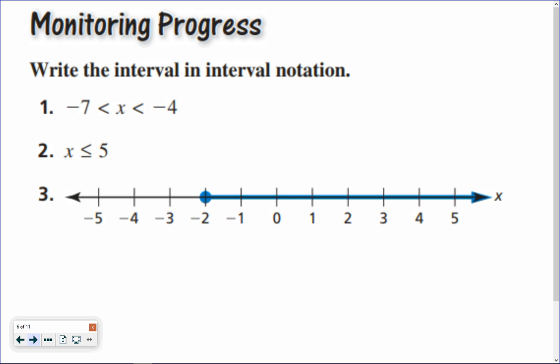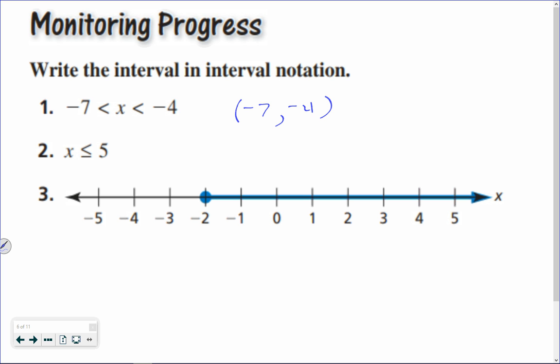Is it bounded or unbounded? You guys tell me, is it bounded or unbounded? Bounded, isn't it? It's got a left side and a right side, right? It stops. So it's bounded, isn't it? Okay, what would I use? Brackets or parentheses? Parentheses. The left value is -7. My right value is -4. That's what you should have got.